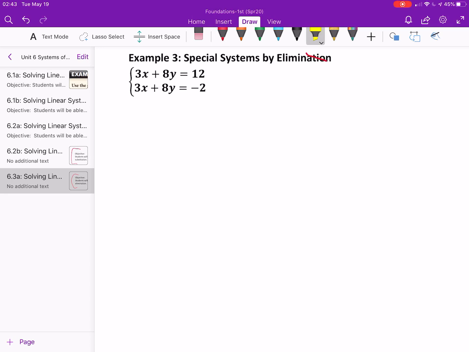Well, look at the values. I've got a 3x and a 3x, right? So if I were to subtract, 3x minus 3x would cancel. And so let's use subtraction here. So I've got 3x minus 3x. That part cancels. 8y minus 8y. Well, that's also 0, so this cancels. So everything on the left simplifies to 0.